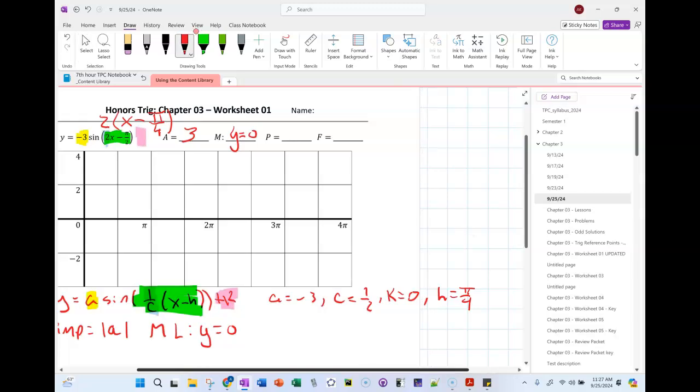The P is period. How do I find the period? 2 pi times the absolute value of c. You're close. So in this case, what will the period be then? It would be just pi. 2 pi times a half is pi. And remember, what is frequency in relation to period? Just the reciprocal.